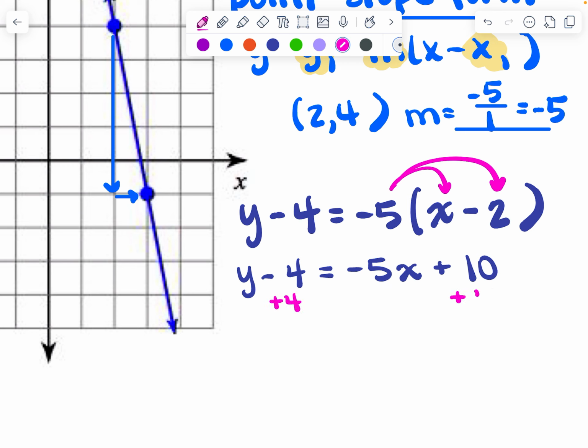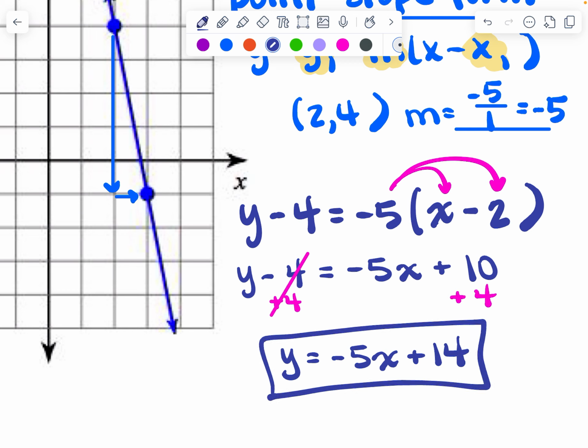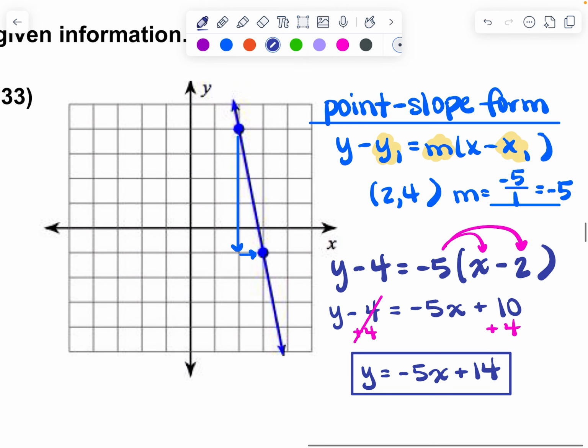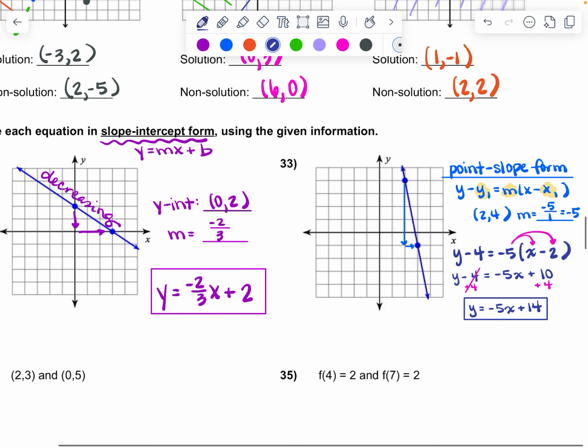The last thing we have to do though is to get the y all by itself by adding the 4 over to the constants on the other side. So that is going to give us y equals -5x plus 14. And so this line would cross the y-axis way up there at +14, right? But we used point-slope form to get us there.